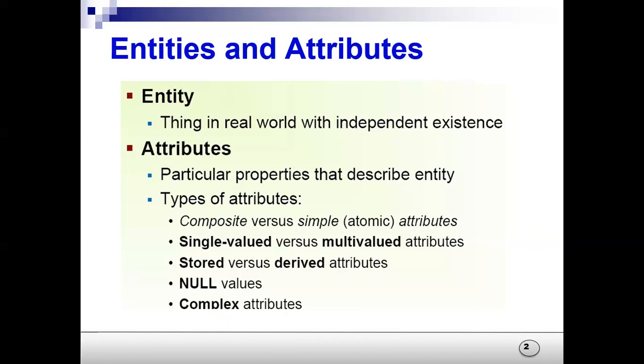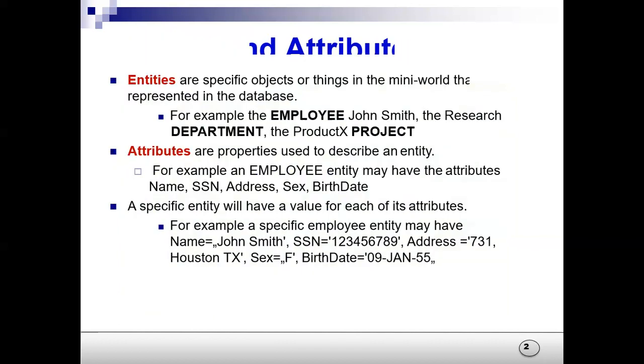Now, whatever attributes I mentioned, like name and employee ID, these are the attributes, right? These attributes are of various types. Here we'll study these types: composite versus simple attributes, single valued versus multi-valued attributes, stored versus derived attributes, null values, and complex attributes. So let's study one by one. You can find the example, whatever I mentioned, given here.